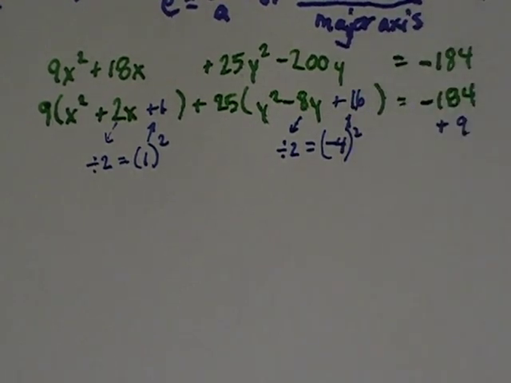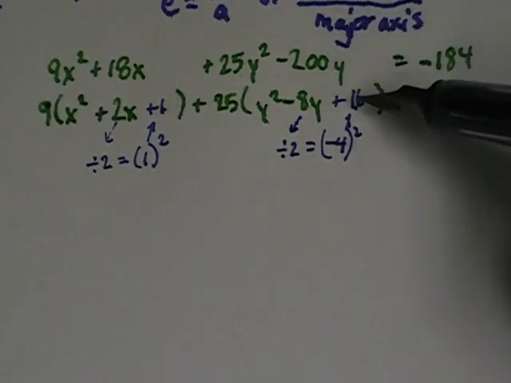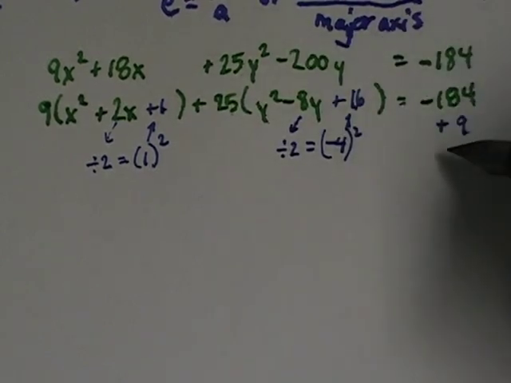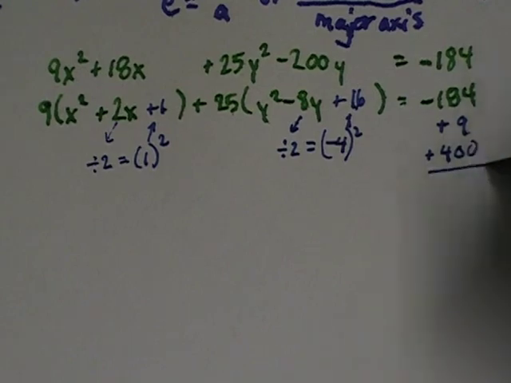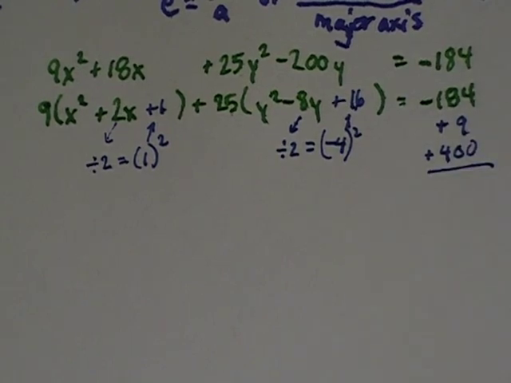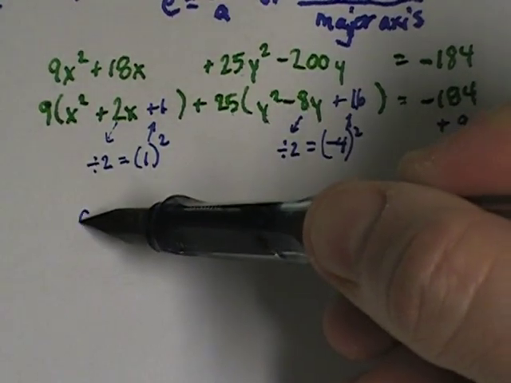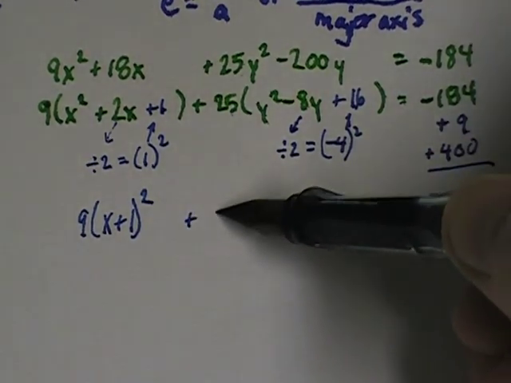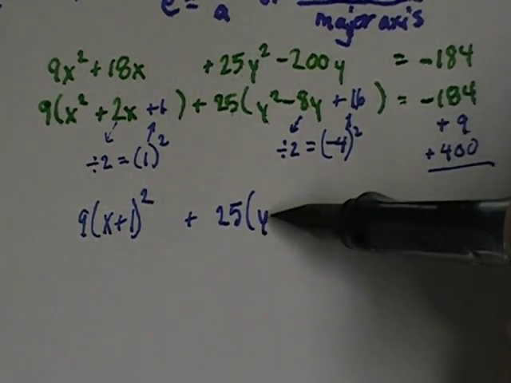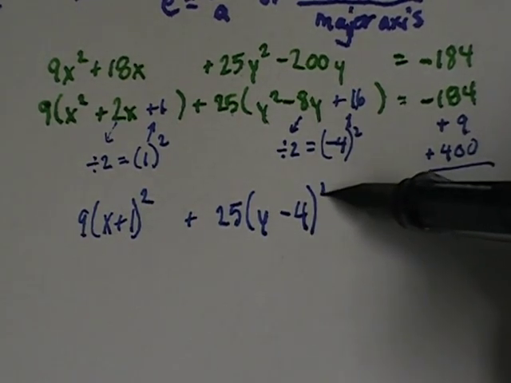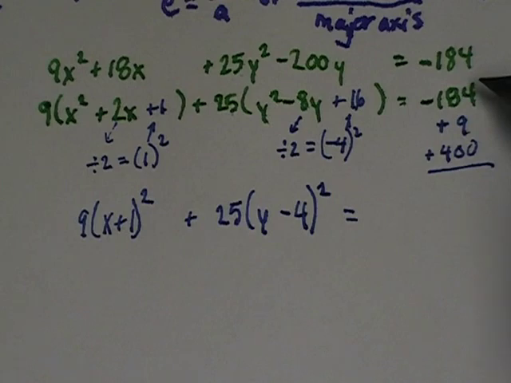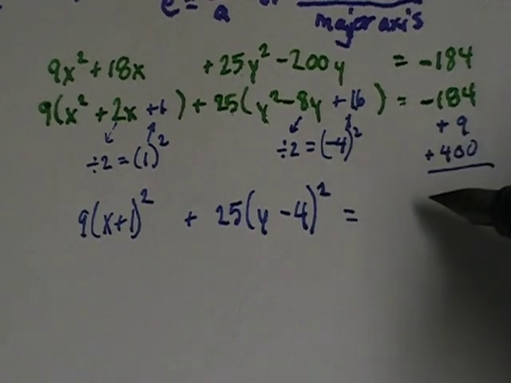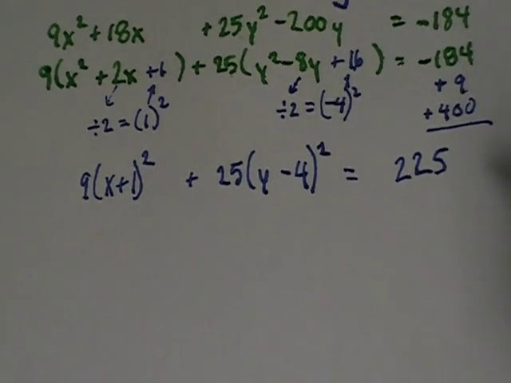Okay? All right. Now, what are we going to do? We're not going to add 16. We're going to take 16 times 25 and get plus 400. Okay? So now, factor this. You get 9 times x plus 1 squared, plus 25 times y minus 4 squared equals, and when you take negative 184 plus 9 plus 400, you're going to get 225.